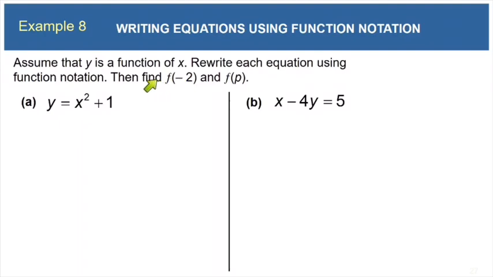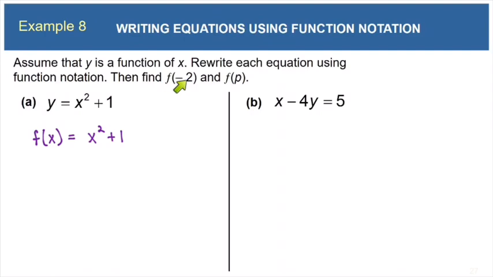And then they're going to ask us to evaluate f of negative 2 and f of p. So in part A we have y equals x squared plus 1. And notice that this one is already solved for y. So really all we have to do here is replace y with f of x. And so our function notation reads f of x equals x squared plus 1.